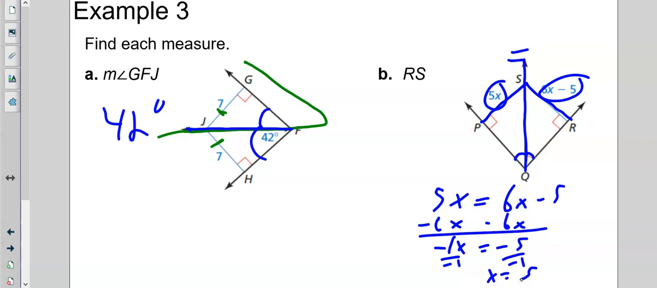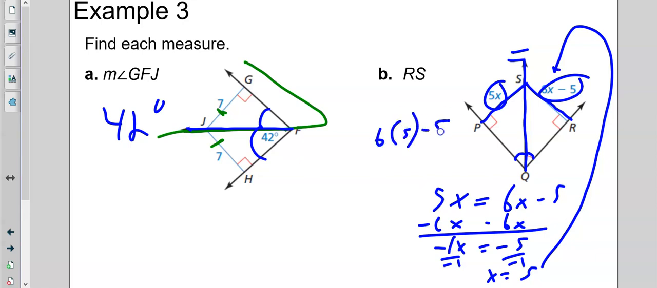But again, we're trying to find out what RS is, so we need to plug 5 in right here. So 6 times 5 minus 5 is 30 minus 5, which is 25. We could have also just plugged it in here, which would have been quicker because they're the same. 5 times 5 is 25.